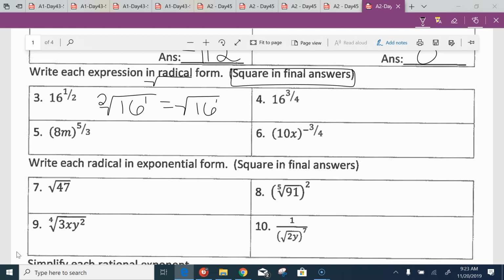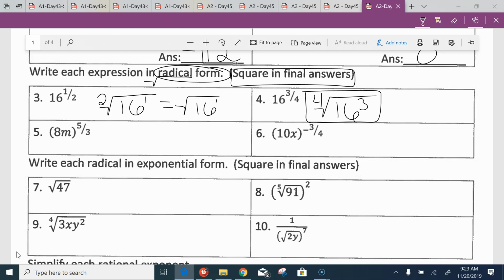Number 4, we have 16 to the 3/4. That means we have 16 to the 3rd power taken to the 4th root. You didn't even have to solve anything because I wanted your answer in radical form, not simplified to a single number, which some people did. If you showed me this at some point in your work, then you got credit. If you didn't and just gave me the number answer, then you did not follow instructions correctly.